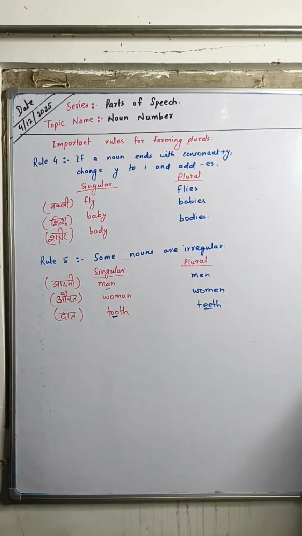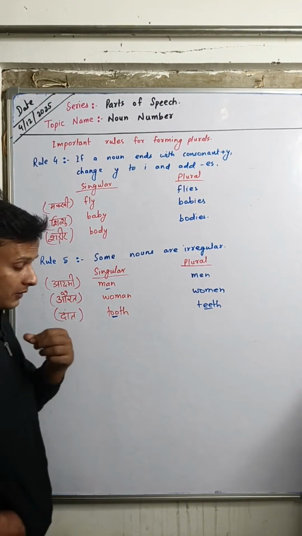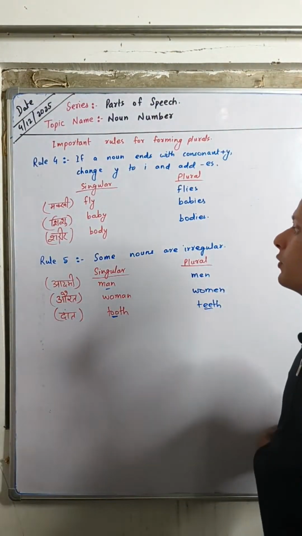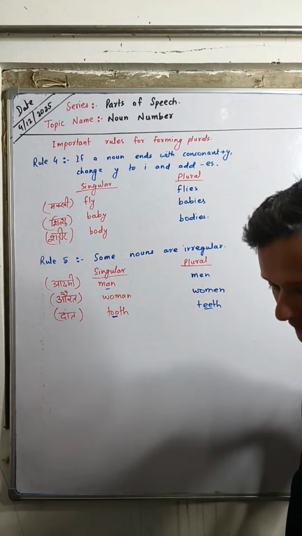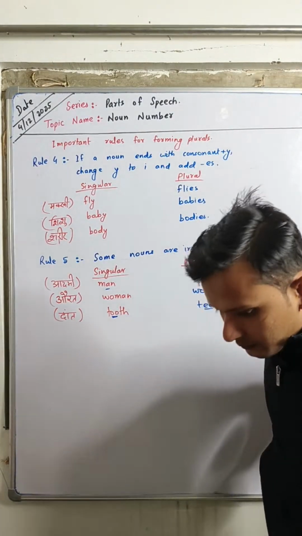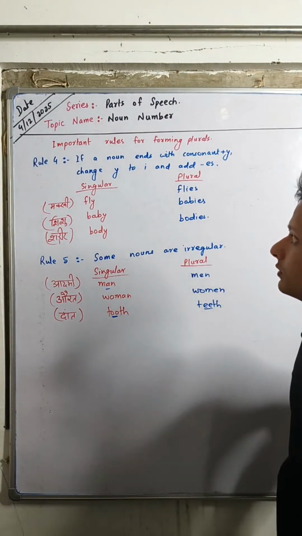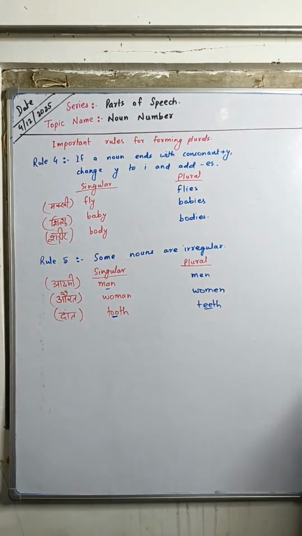So as we have studied rules number 1, 2, 3 yesterday, now we are going to learn the rest of the five rules. Rule number 4, 5, 6, 7, and 8. So I want you guys to note it down. Then we will proceed.